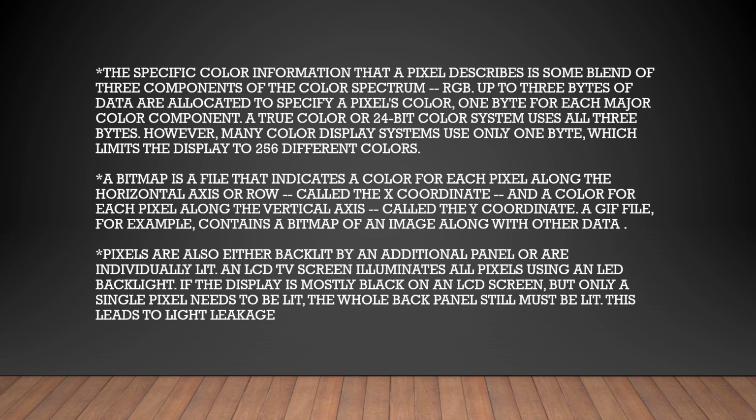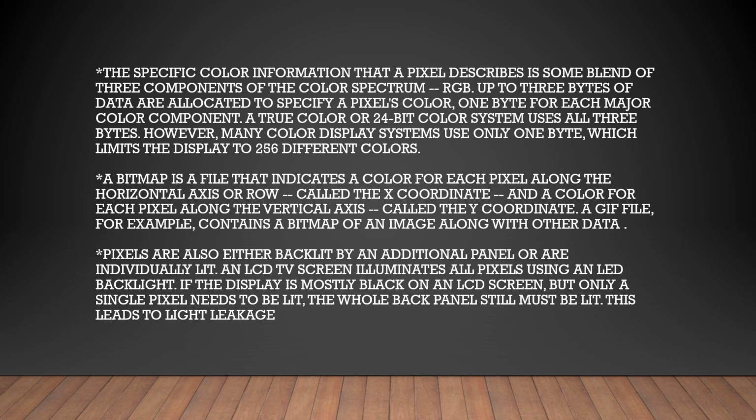A bitmap is a file that indicates a color for each pixel along the horizontal axis or row, called the x-coordinate, and a color for each pixel along the vertical axis, called the y-coordinate. A GIF file, for example, contains a bitmap of an image along with other data.